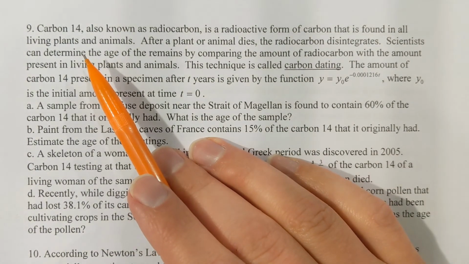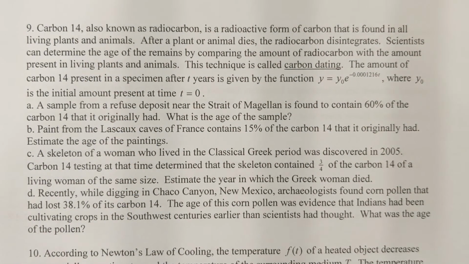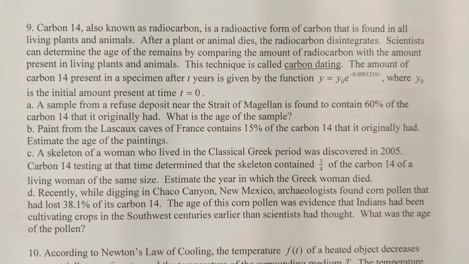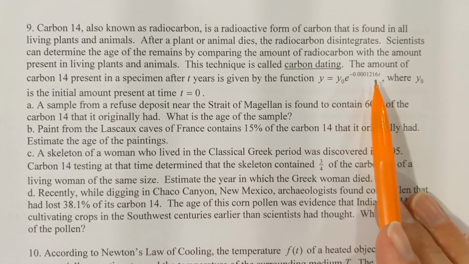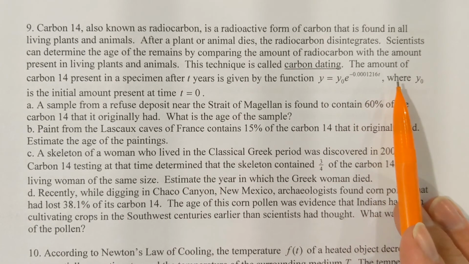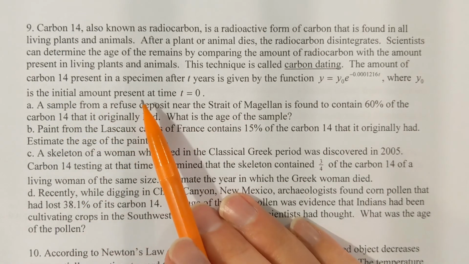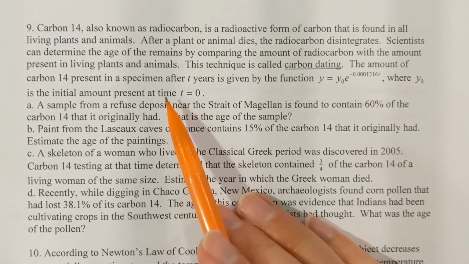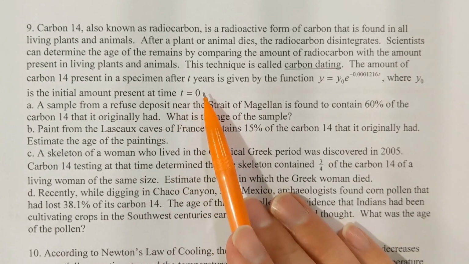It says carbon-14, which is also known as radiocarbon, is a radioactive form of carbon that is found in all living plants and animals. After a plant or animal dies, the radiocarbon disintegrates, and scientists can determine the age of the remains by comparing the amount of radiocarbon with the amount present in living plants and animals. This technique of comparison is called carbon dating. The amount of carbon-14 in a specimen after t years is given by the function y, which is a function of time t. Y sub 0 is the initial amount of carbon present in the plant or animal, whatever died a long time ago, at time 0.